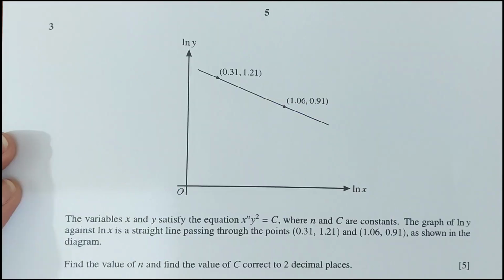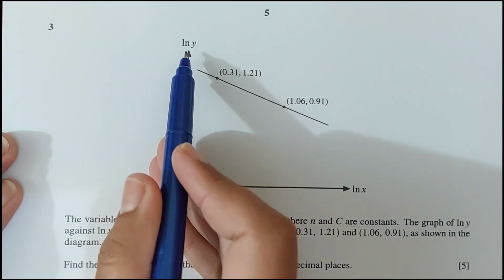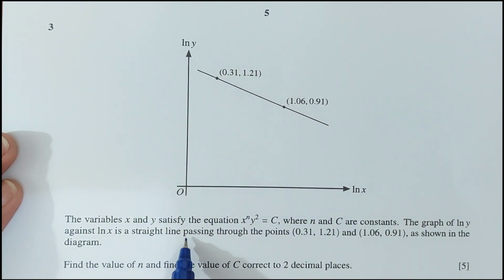Question number 3. The variables x and y satisfy the equation x to the power n times y squared equals c, where n and c are constants. The graph of ln y against ln x is a straight line passing through the points. We have been given 2 points as shown in the diagram. Find the value of n and the value of c correct to 2 decimal places.